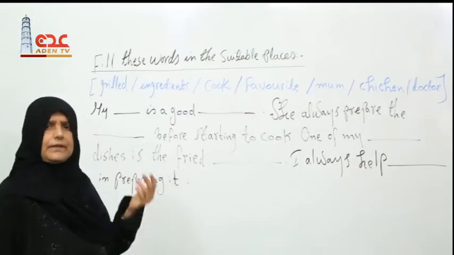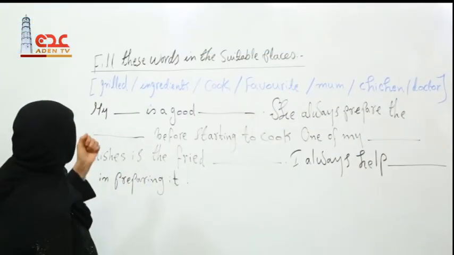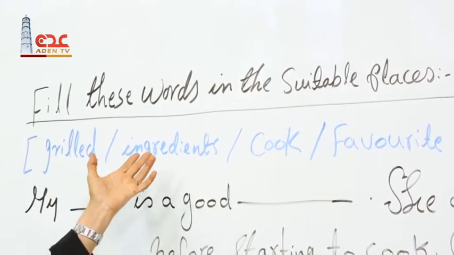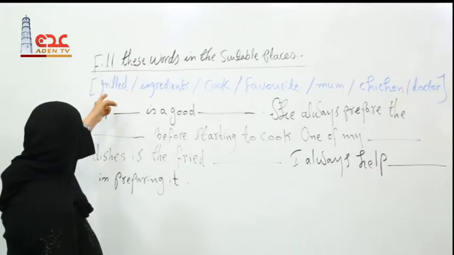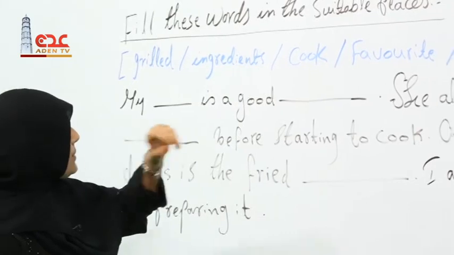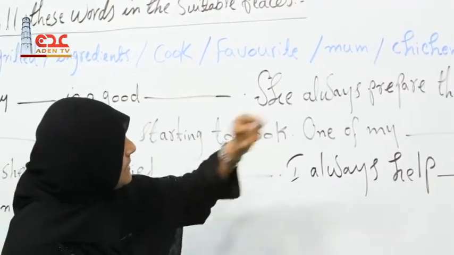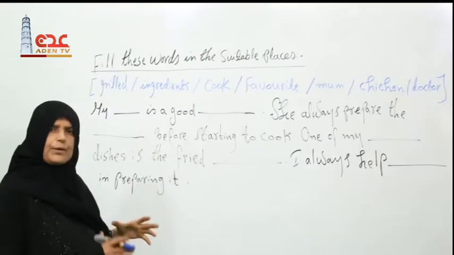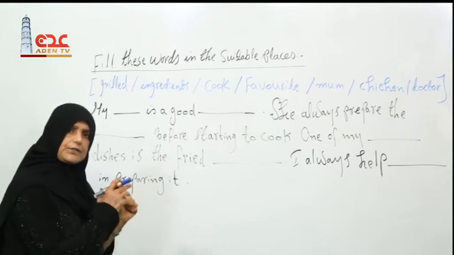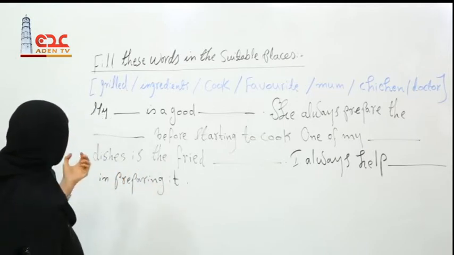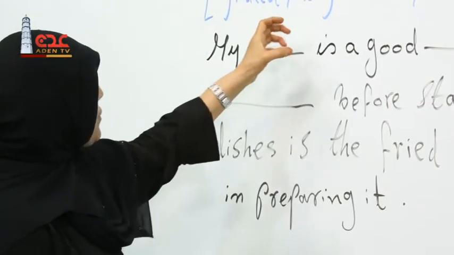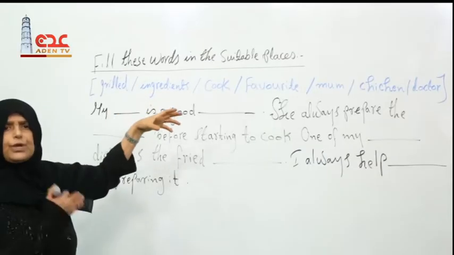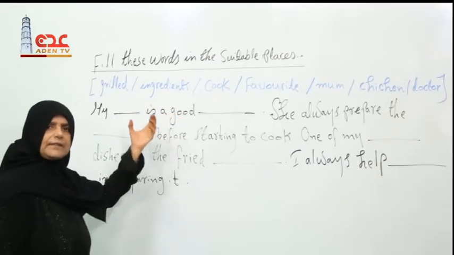Now look at this. We have another question here. Fill these words in the suitable places. As we see, we have these words: grilled, ingredients, cook, favorite, mum, chicken, and doctor. I want you to remember that here we are talking about cooking, the curry fish. Look, these are the blanks in the sentences. How do you use the correct word here?